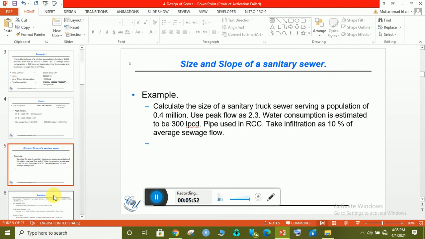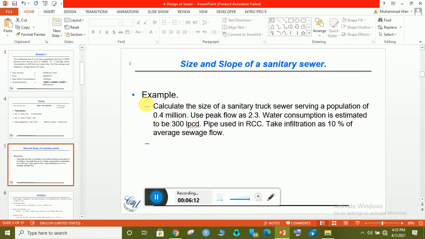The next example is the size and slope of a sanitary sewer. There are two types of sewer. The first one is the sanitary sewer. The second one is the combined sewer. Combined sewer means the sewer that is designed for both the sanitary purpose and for the storm sewer also.